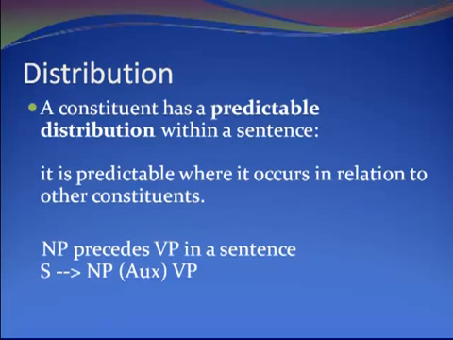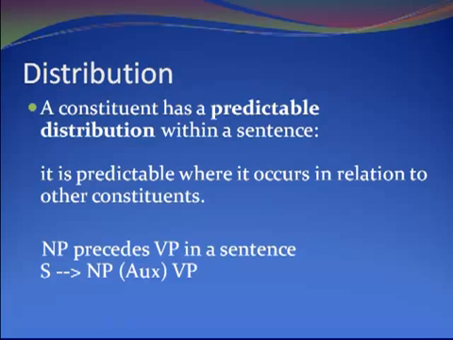Now, we've looked at some tests for working out phrasal constituents, but in general we can use the distribution facts about words and phrases to work out what we're dealing with, because constituents have a predictable distribution within a sentence, and that means that it's predictable where a constituent occurs in relation to other constituents. We've already seen that in sentences we always have a noun phrase preceding a verb phrase. That's our general rule about sentences.